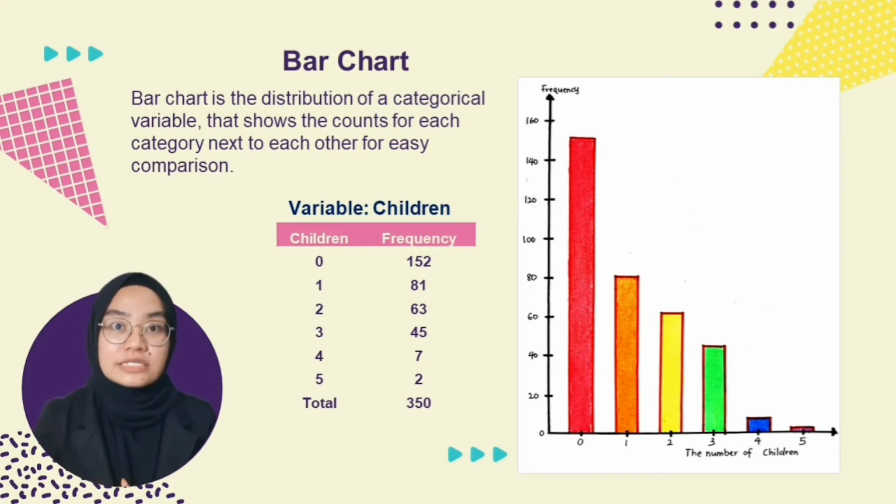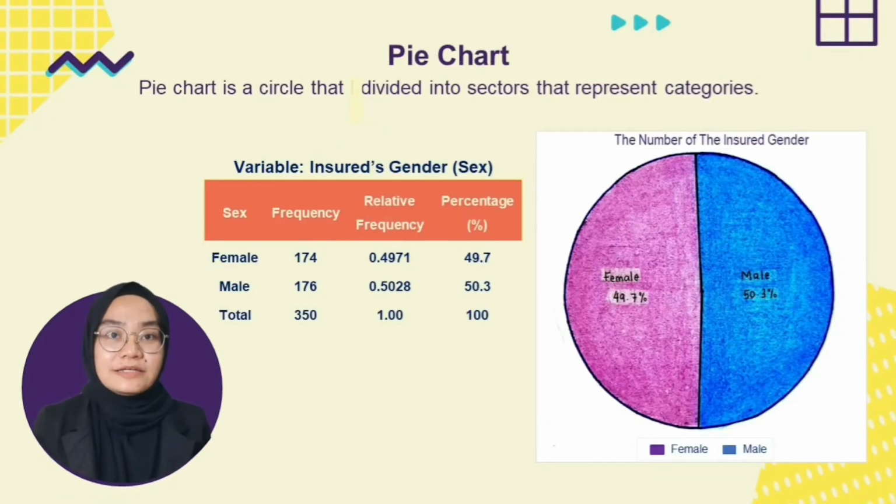Bar chart is the distribution of a categorical variable that shows the count for each category next to each other for easy comparison. The bars are separated to emphasize the fact that each class is a separate category. The data on the table shows how many children the insured people have, and there is the bar chart of the number of children labeled with frequency. From the bar chart, we can see the highest frequency is 152 for 0 children, and the lowest frequency is 2 for 5 children.